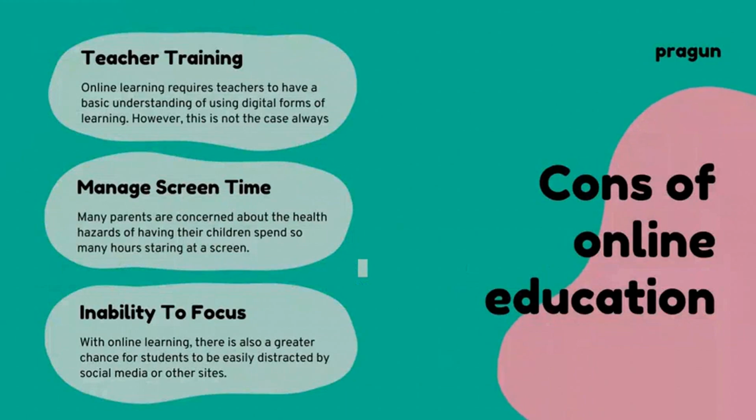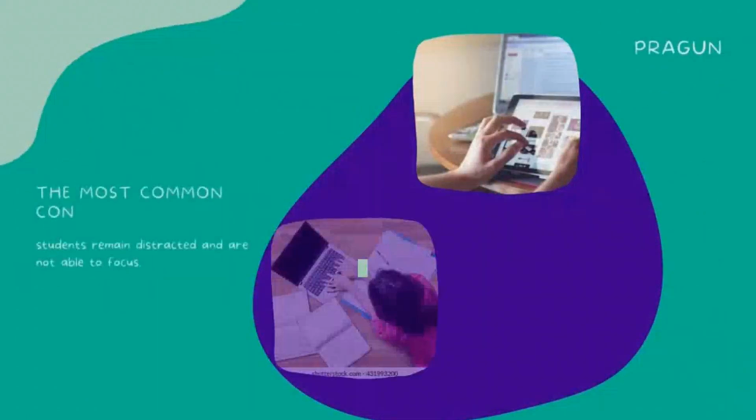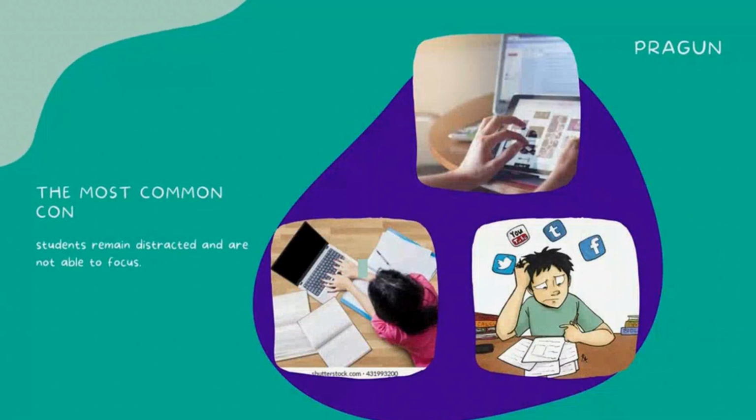Cons of online education. Teacher training. Online learning requires teachers to have a basic understanding of using digital forms of learning. However, this is not the case always. Manage screen time. Many parents are concerned about the health hazards of having children spend so many hours staring at a screen. Inability to focus. With online learning, there is also a greater chance for students to be easily distracted by social media or other sites. The inability to focus is the most common and worst con of online education.